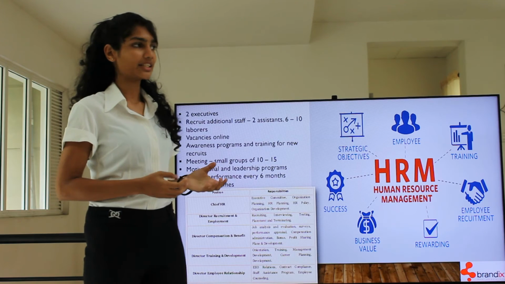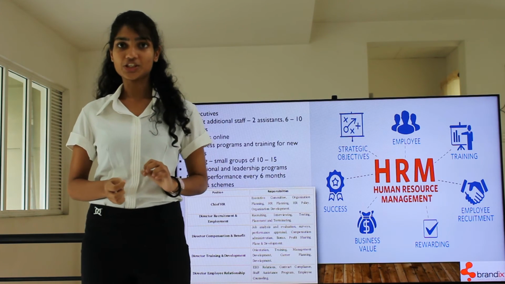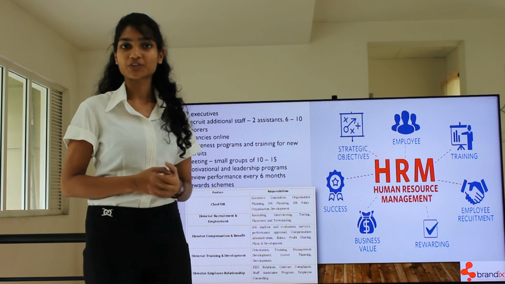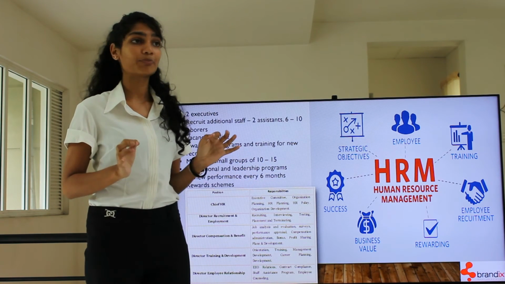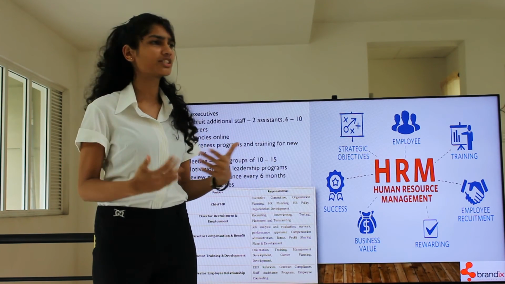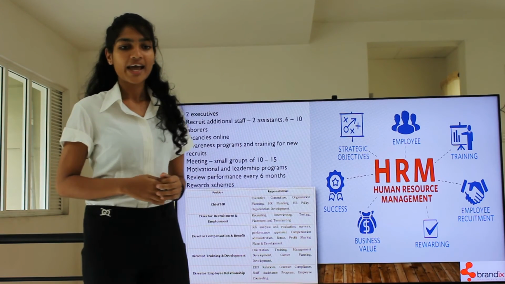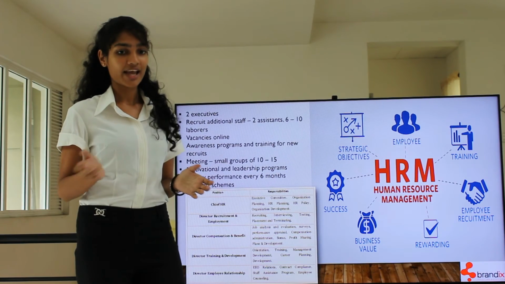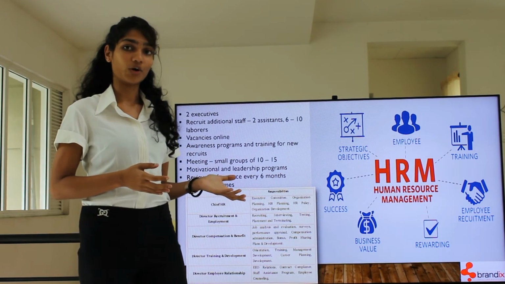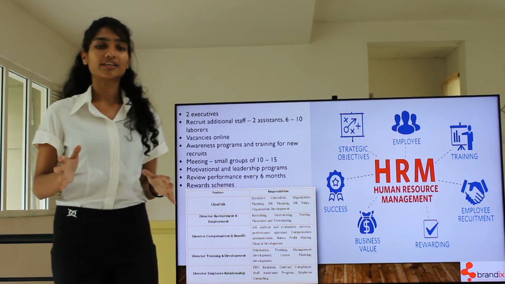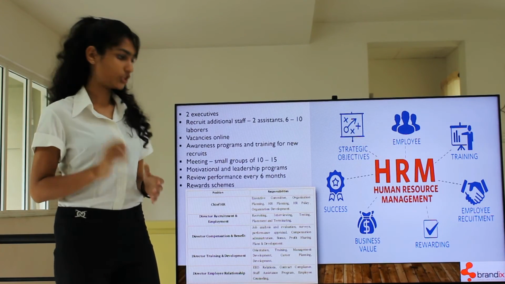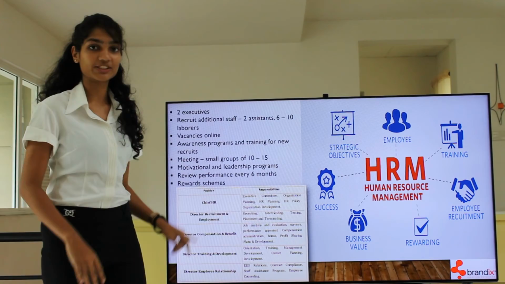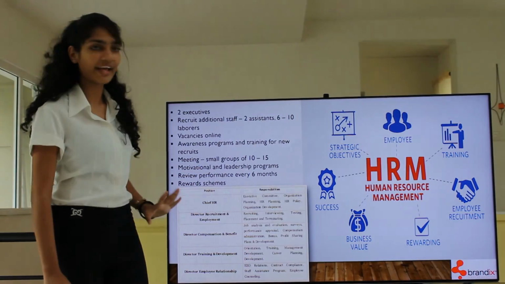When holding meetings, the Brandix researchers have found that big meetings with a large amount of people are not going to help. They prefer individual attention with just 10 to 15 people. Performances will be reviewed every 6 months, and reward schemes will be awarded according to the performance individually. And listed here are the roles and responsibilities of each HR manager and director.